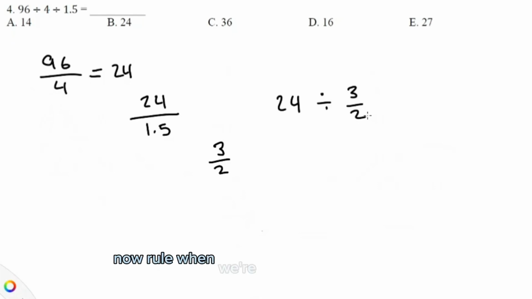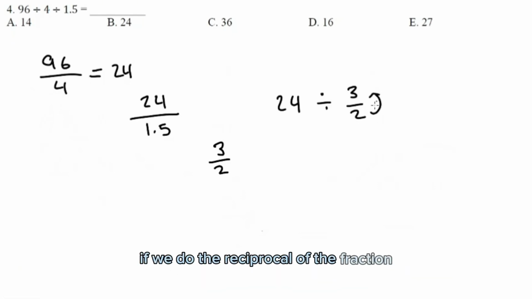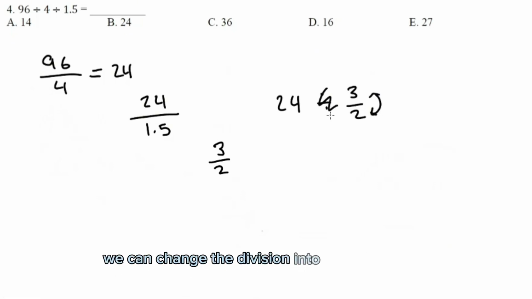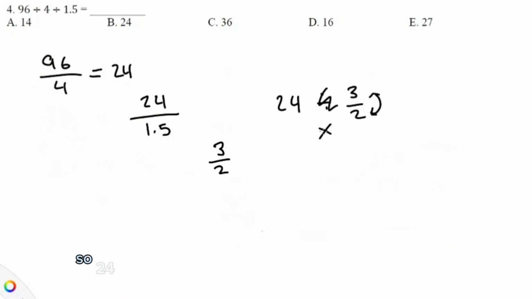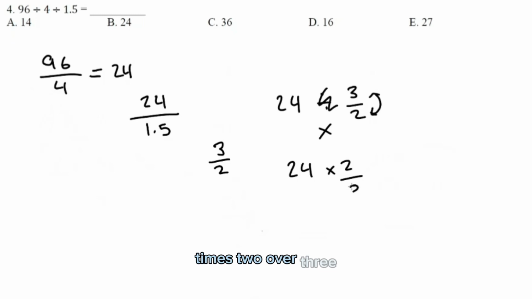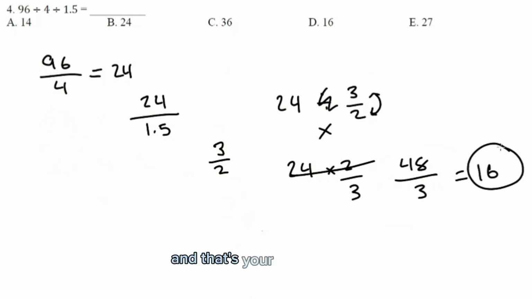Now a rule when we're dividing by a fraction is, if we do the reciprocal of the fraction, we can change the division into a multiplication. So 24 divided by 3 over 2 is the same thing as 24 times 2 over 3. This is very simple to solve. 24 times 2 is 48, and then 48 divided by 3 is 16, and that's your answer.